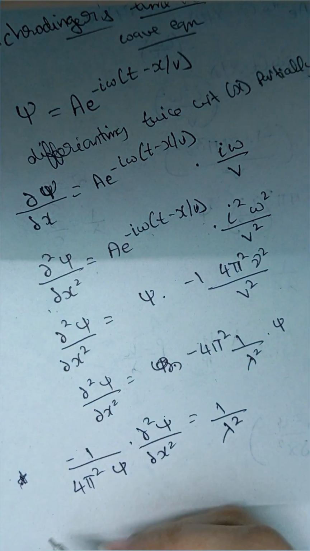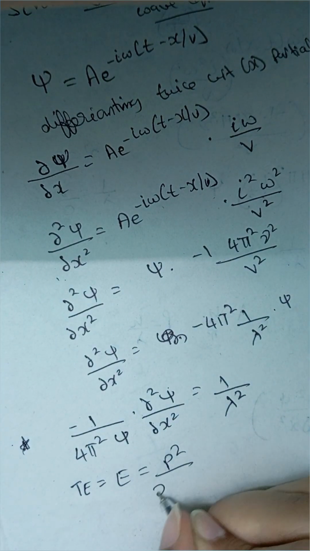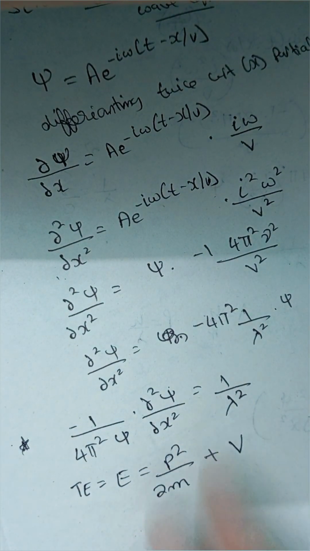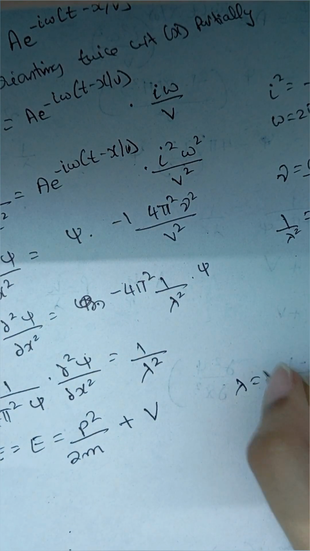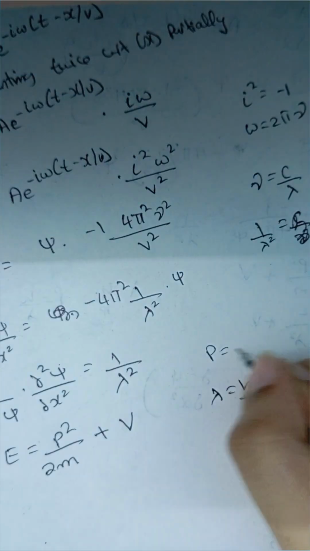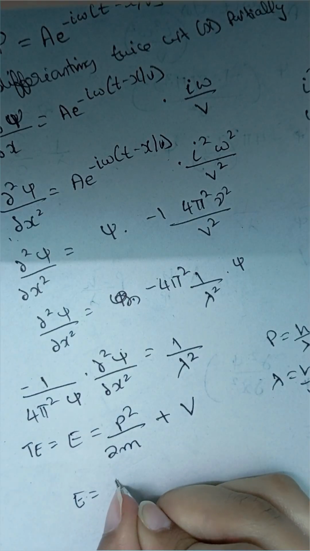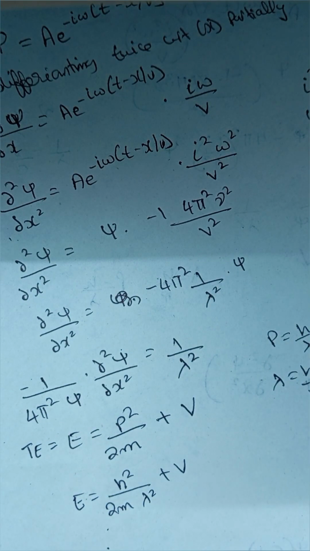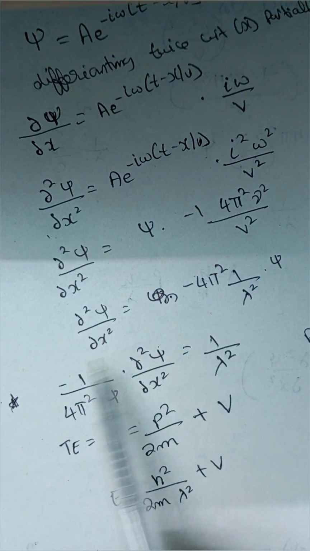Now the next step is total energy. Total energy, which I'm representing with E, equals P square by 2m, which is another form of kinetic energy that you would have learned in 11th and 12th, plus potential energy, which I'll denote with V only. Now we know that lambda equals h by P. P is basically mv, but we don't want that now. Then P equals h by lambda. Here P square is there, so E equals h square by 2m lambda square plus V. This is basically the 1 by lambda square part. I told you this is important, we will be substituting this now.